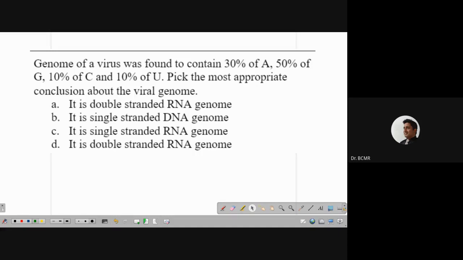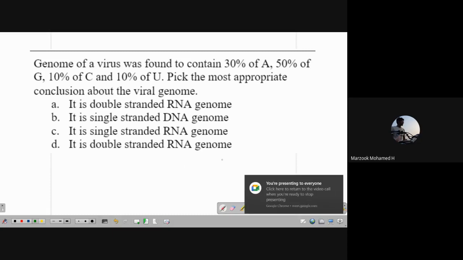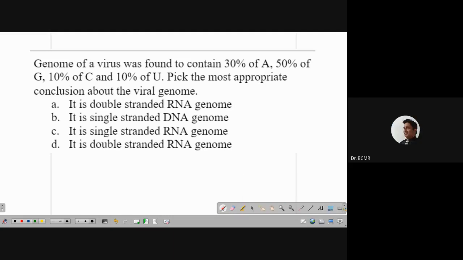Genome of a virus was found to contain 30% of A, 50% of G, 10% of C, and 10% of U. Pick the most appropriate conclusion about the viral genome. It is single stranded RNA. Why is that? Being a single strand, it can have various compositions of bases. That's right. What are those rules? What is the term used for base composition?